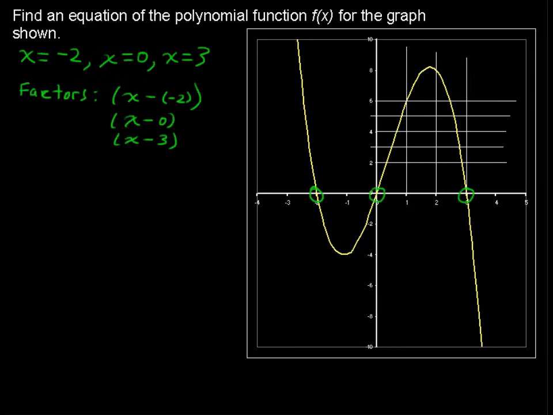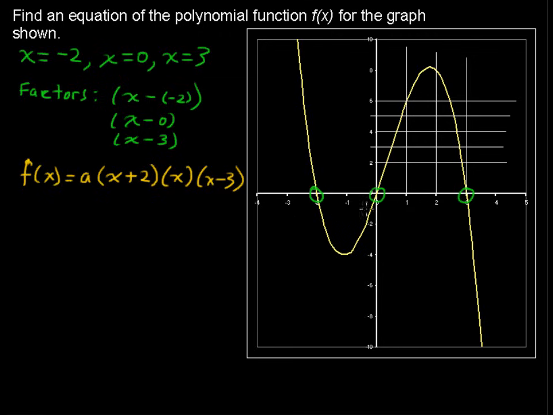But we can write a form of the function. We can say that f of x equals some multiplier a, times x plus 2, that's x minus -2, times x, that's x minus 0, times x minus 3. Okay, so now let's find a.